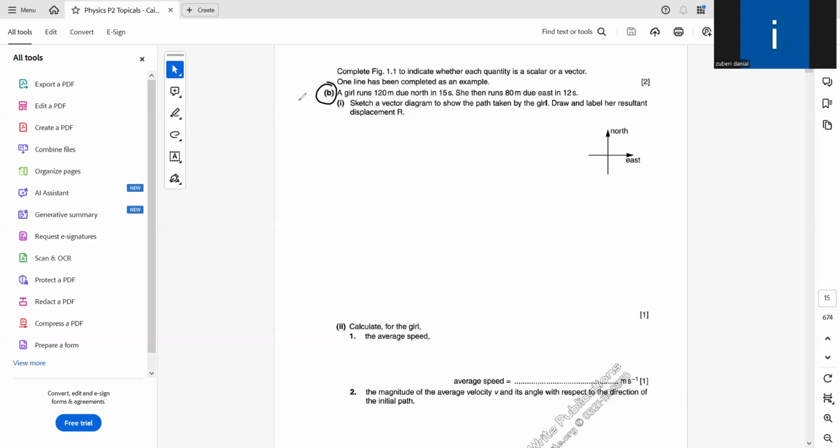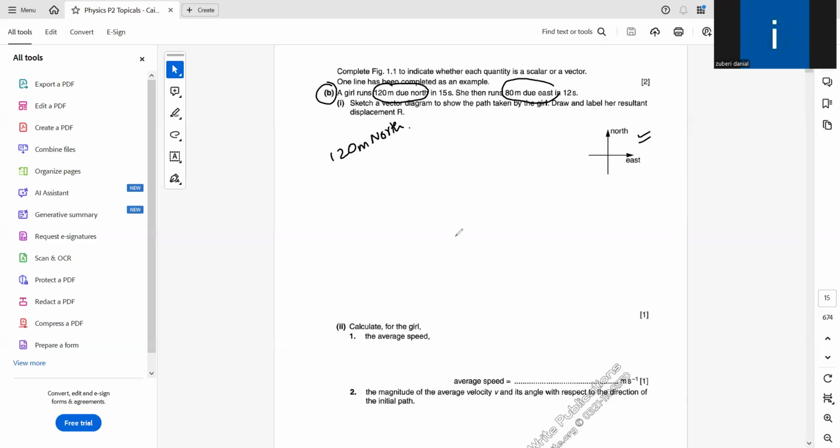So how do I draw this? The question refers to a girl who runs 120 meters due north in 15 seconds, and then she runs 80 meters due east in 12 seconds. First thing is to sketch a vector diagram to show the path taken by the girl to enable her resultant displacement. The only thing they want here is the resultant displacement. So 120 meters north and 80 meters east. That's the direction they want us to start. There are two pieces of information. First is 120 meters north.